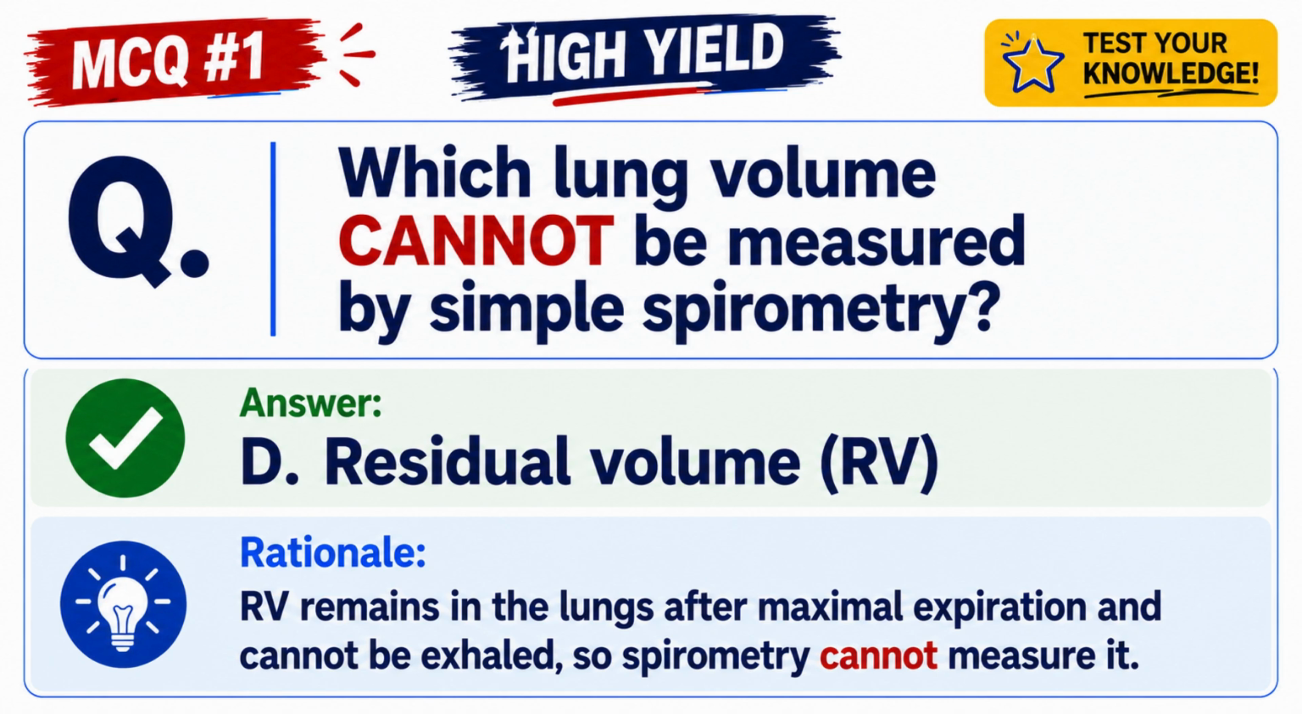Body plethysmography. The patient sits in an airtight box. Pressure changes with breathing. Total thoracic gas volume, including residual volume, is calculated using Boyle's law. Board pearl. Residual volume, FRC and TLC, all include residual volume. None can be measured by spirometry alone.